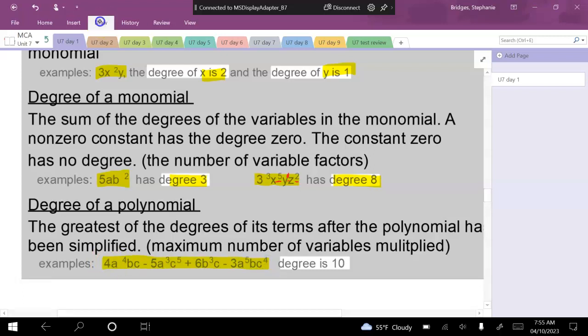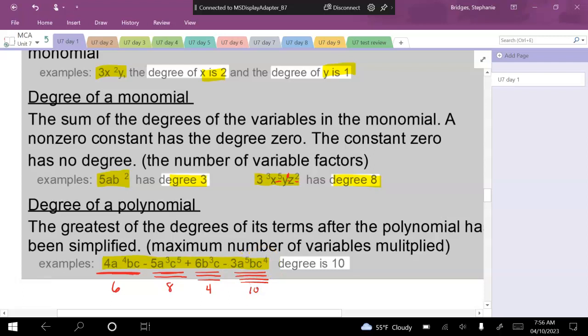Okay, let's start with the first term. If I were to find the degree of this first term, that 4a to the fourth b, c, what would that degree be? 4 plus 2 would give me 6, right? And then if I do the second one, the 5a to the third, c to the fifth, that one has a degree of 8, okay? And if I do the degree of the third term, 6b to the third, c, what's that degree? 4. And then this last term here, it has 5, 6, 4, so that would be 10.